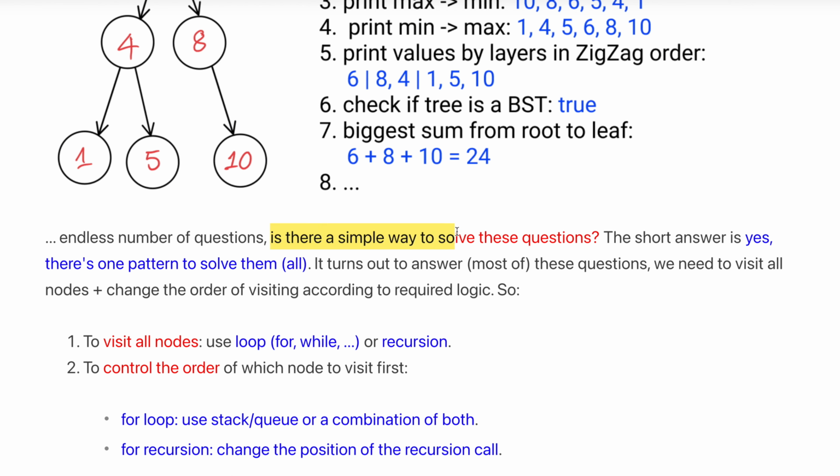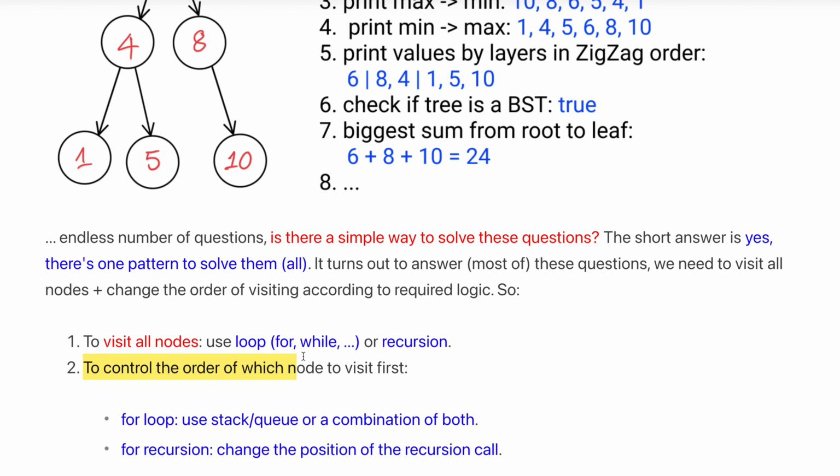Now there's a unified way to solve these problems. And the pattern is, it turns out that to solve these questions, we only need to do 2 things. First, we need to visit all the nodes. And second, we need to change the order of node visitation to the required logic. To visit all nodes, we have 2 ways to do so. The first way is using a loop, like a for and while loop. And the second way is using recursion.